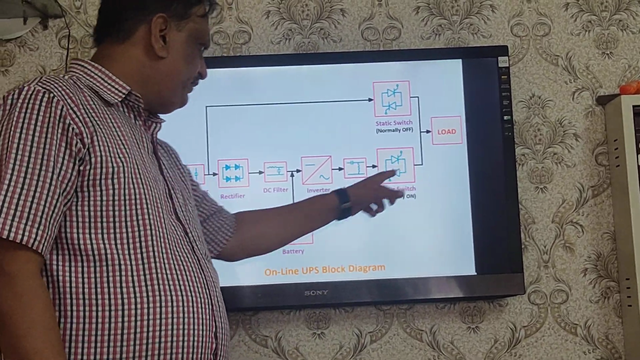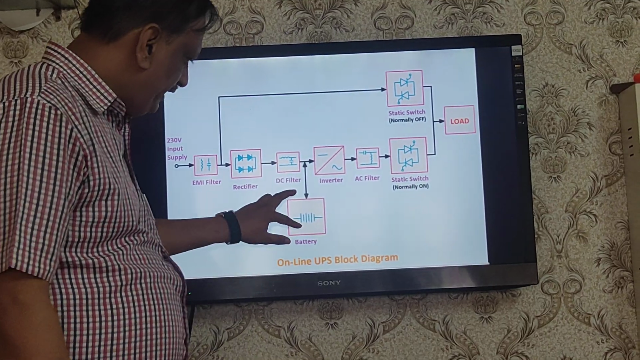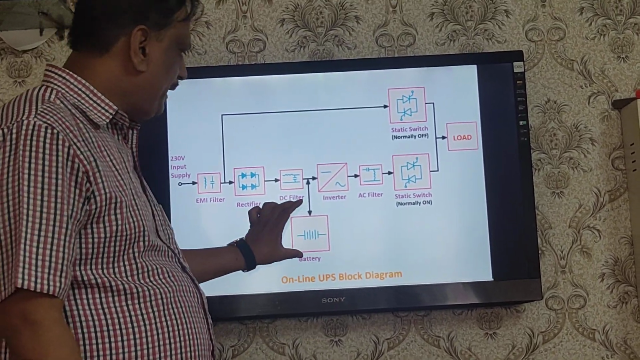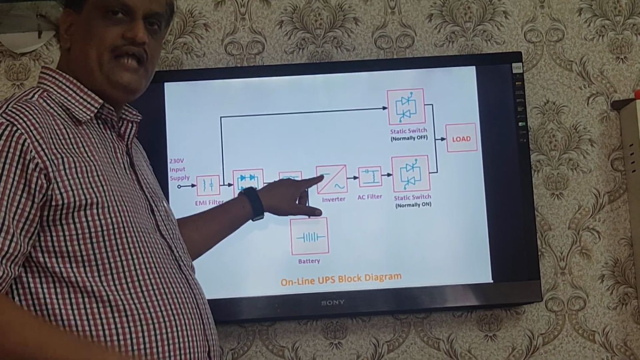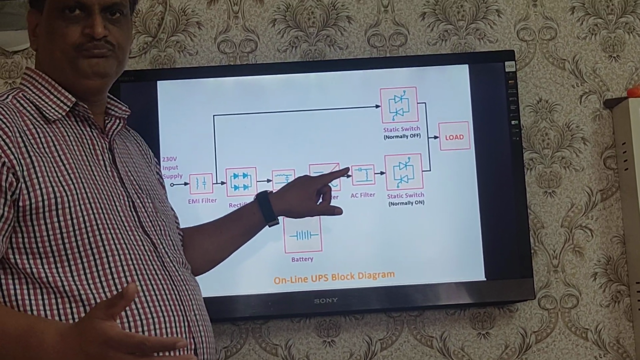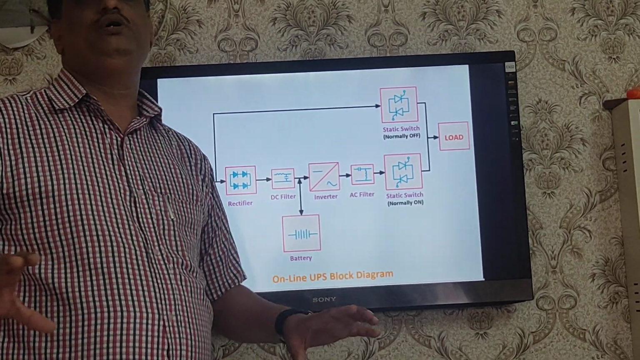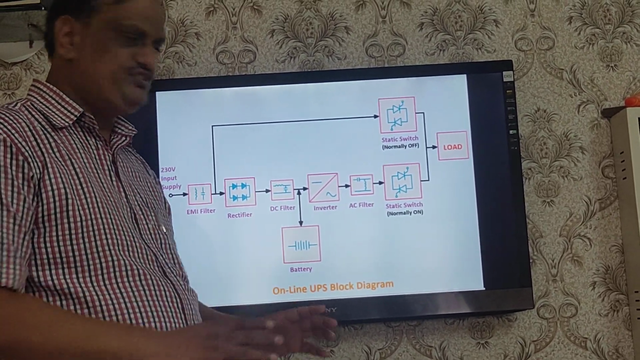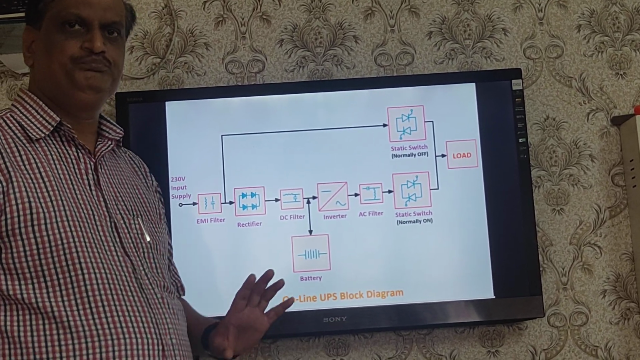This is the way through which the input supply is connected to the load, where the battery continuously plays the important role. The battery voltage is continuously fed to the inverter. That's why it is called the inverter preferred UPS system. Here the battery and the inverter continuously come into the picture. So this is a very important section of the functional block diagram of the UPS system.